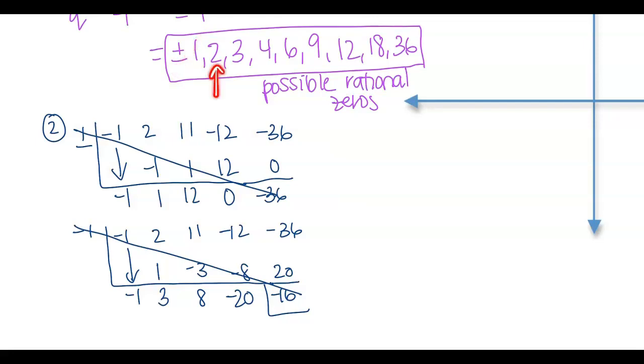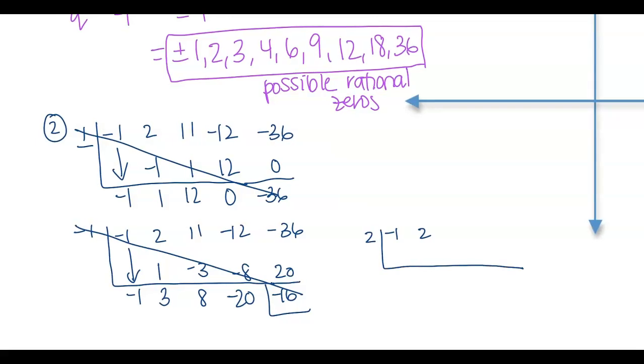Let's move on to 2. So let's try +2, and then if +2 doesn't work, let's see if -2 does. So +2, I'm going to recopy all of my numbers, and we're going to try to solve. So we're going to bring down, multiply, add, multiply, add. That's going to give us 10, 20, -16. Okay, doesn't look like 2 is going to work.